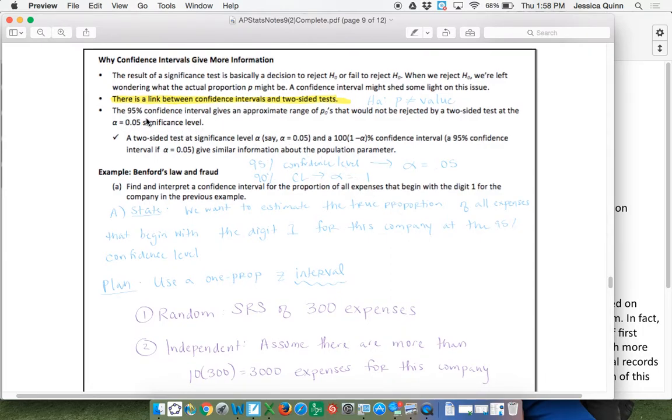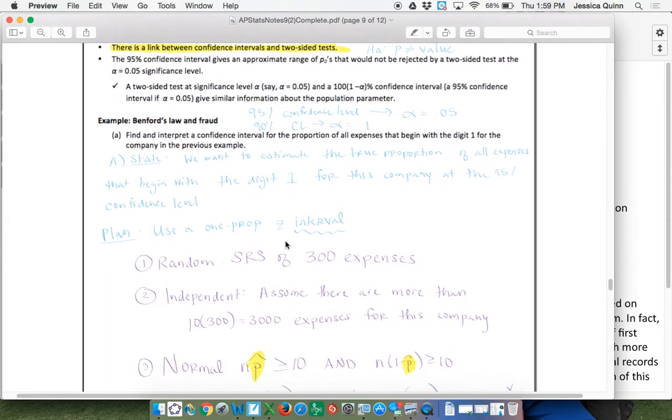So the 95% confidence level is going to give an approximate range of claimed proportions, as p-naughts, that would not be rejected by a two-sided test at the alpha equals 0.05 significance level. So 95% confidence level goes with alpha of 0.05. They're complements of one another. For a 90% confidence interval, you would use an alpha of 0.1.